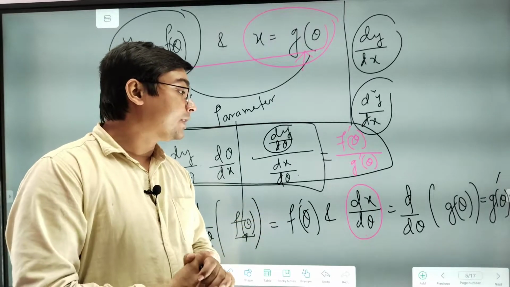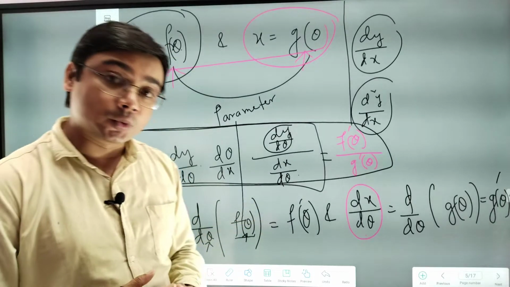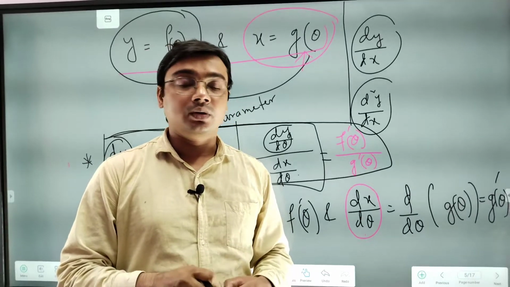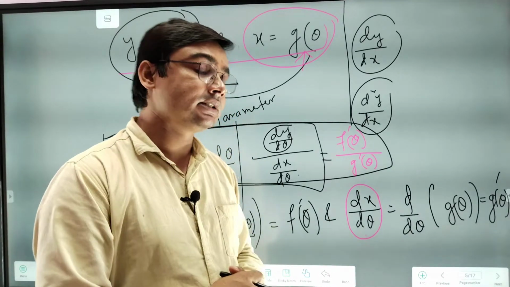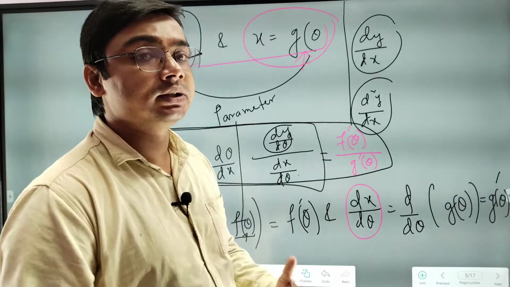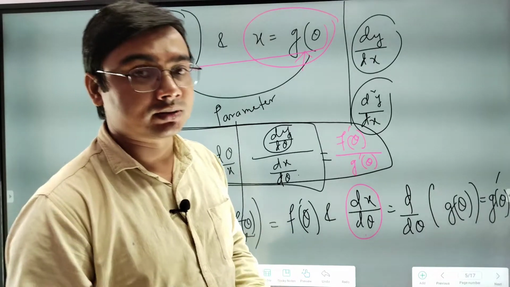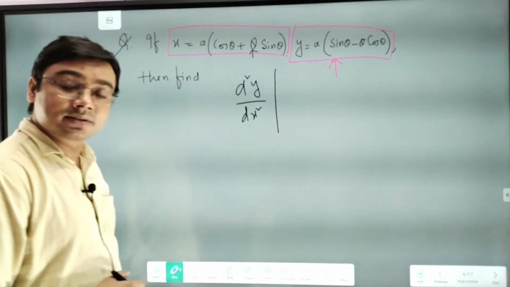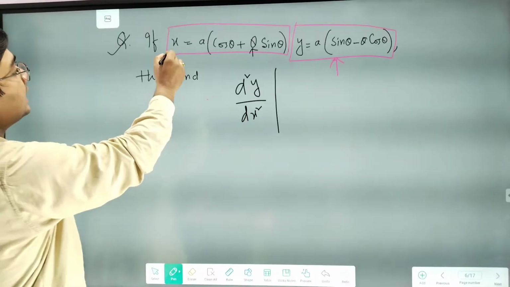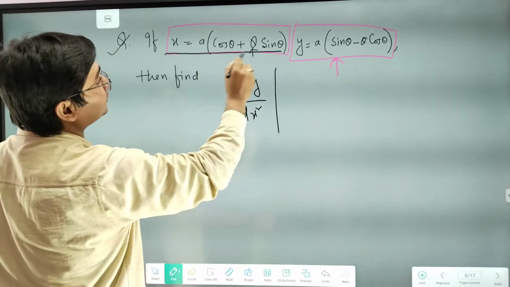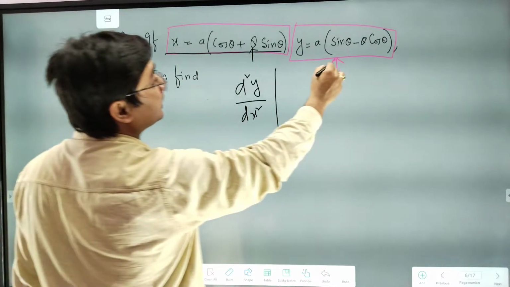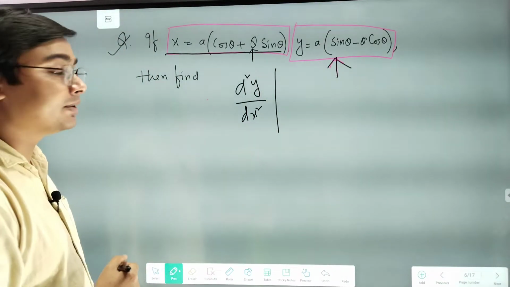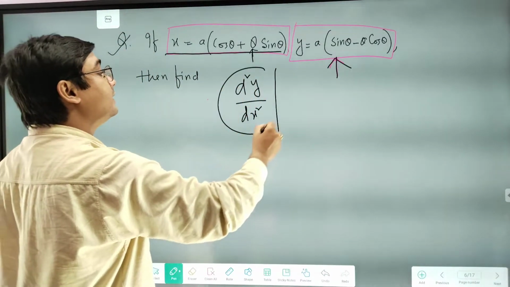Okay guys, now come to some important questions, which are also important for BSc first semester students. Maybe this type of question will be set in your final exam. Now come to this problem. You see here x is given, x is a function of theta, and y is also a function of theta. That means a parametric function is given.